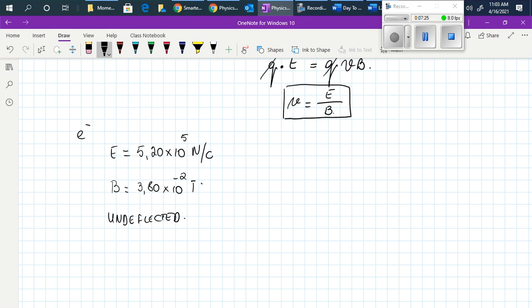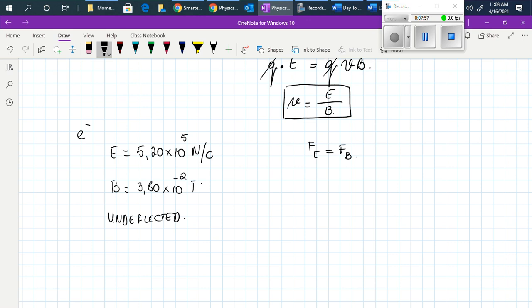What is the speed of the electron? What is the speed that the electron is having as it is between those two? Okay, so now undeflected means that the electric force is equal to the magnetic force, considering that the object has a mass, and therefore a force of gravity that is way, way smaller than the electric force or magnetic force.